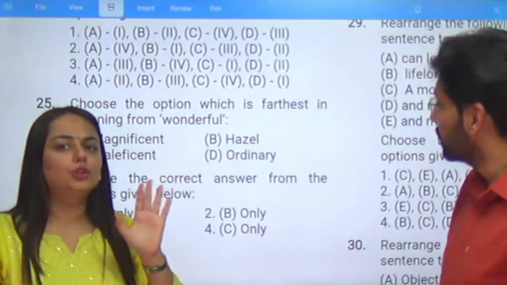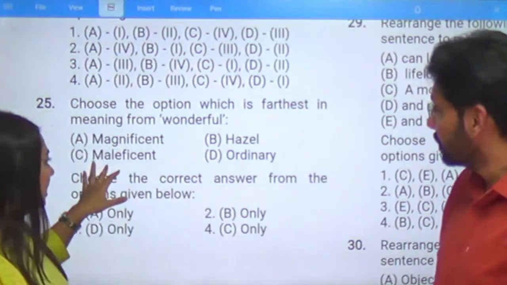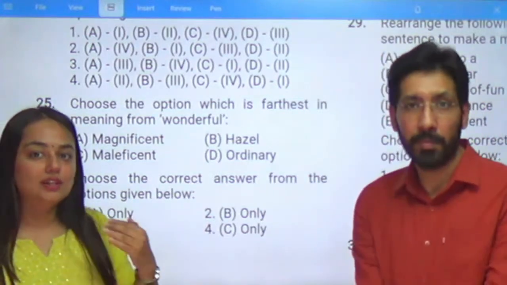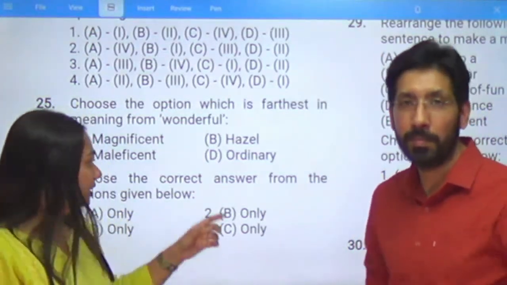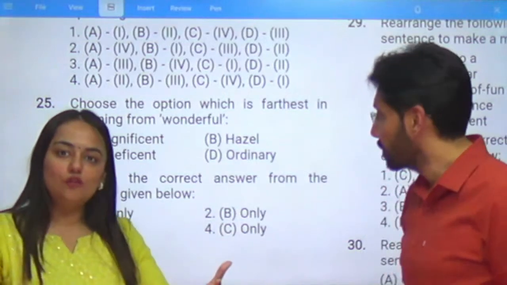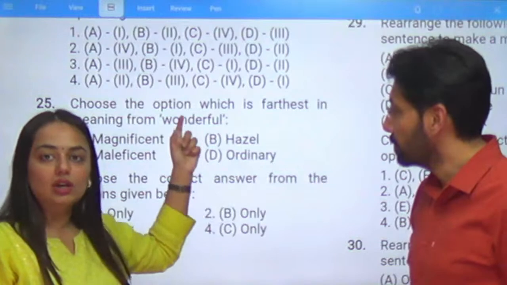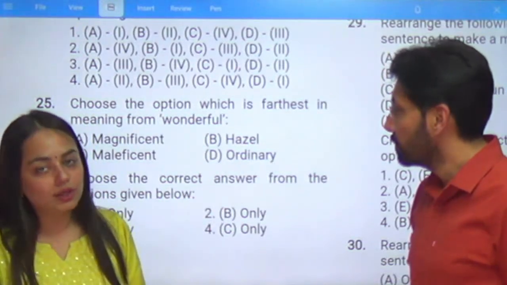Let's say you do not know the meaning of hazel, right? Maleficent, here the root word is male, which is negative. So it's opposite of benevolent. So a person who thinks ill will of other people. Right. So what are we left with? We are left with the word ordinary. Wonderful's opposite will be ordinary, right?